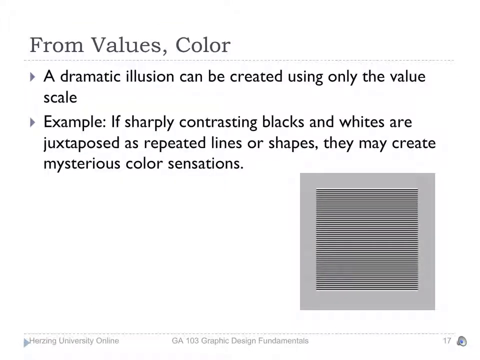A dramatic illusion can be created using only the value scale. An example would be if we sharply contrasted blacks and whites juxtaposed as repeated lines or shapes. They may create mysterious color sensations.